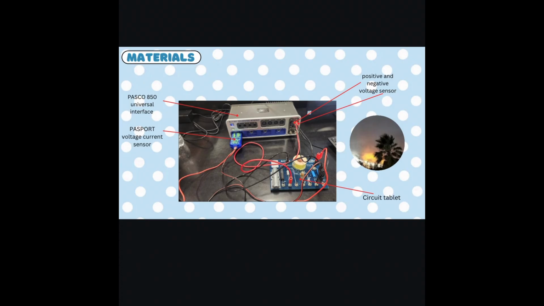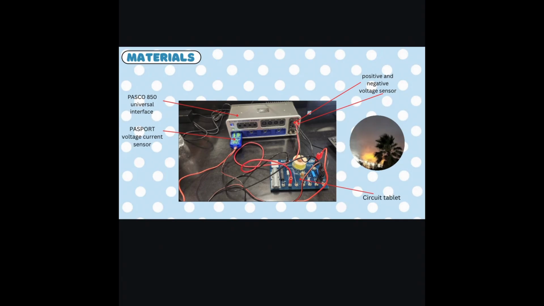So for the materials, we will start with the Pasco 850 Universal Interface, which is a signal generator, and at the same time, everything in this experiment connects to this interface and projects the results on the computer to which it is connected. The next is the Passport voltage/current sensor, and as the name suggests, it measures both voltage and current at the same time and sends this information to the 850 interface.